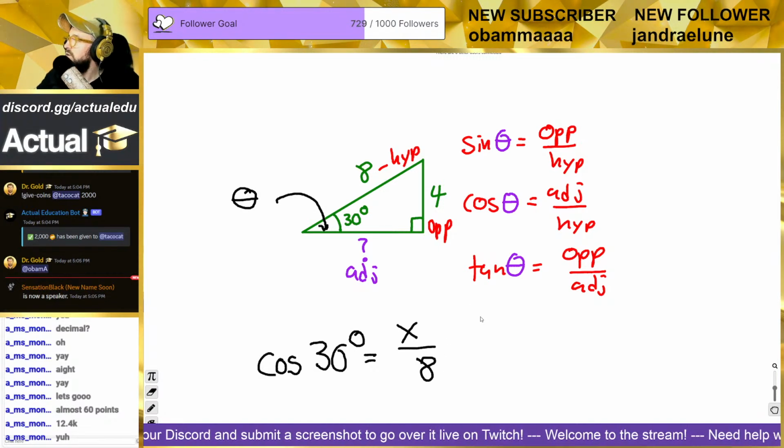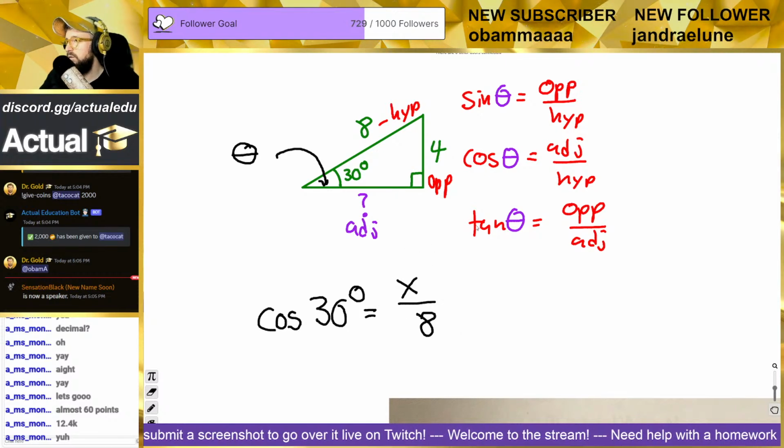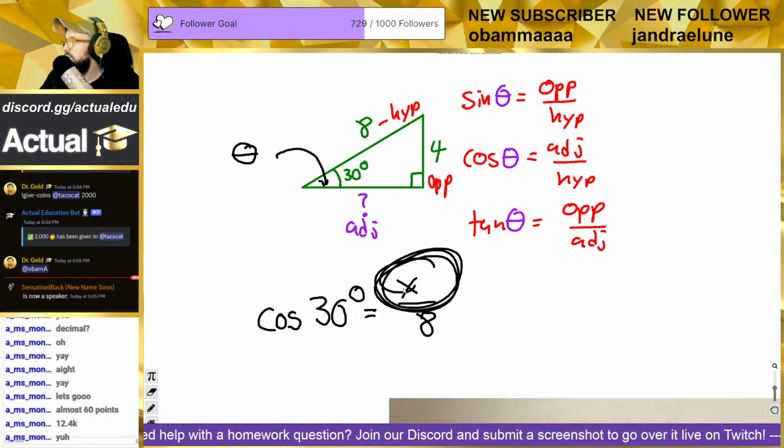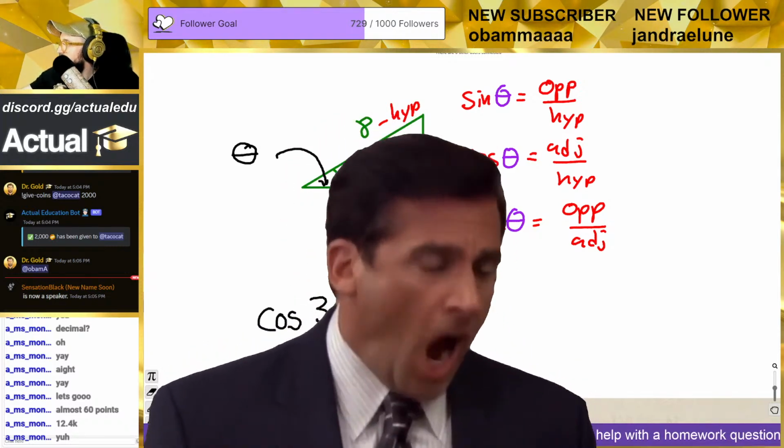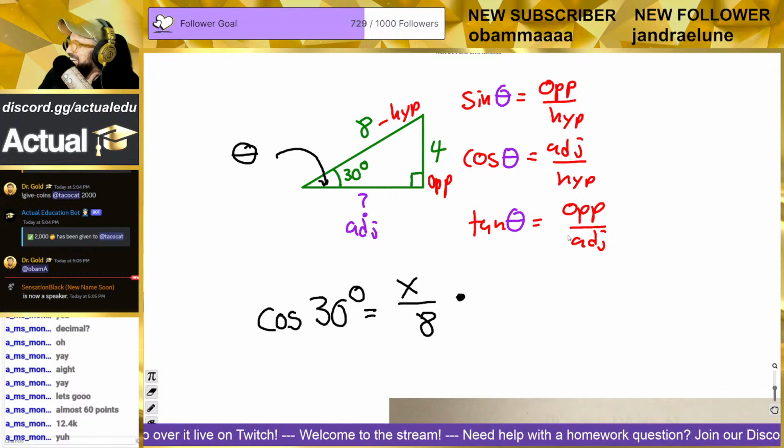Do you see now that you could solve for x? How can I do it? Don't you just plug it into a calculator? But you need to do something first. You want to get x by itself. Multiply by what? Wait, what am I trying to get rid of, x or 8? We're trying to get rid of 8. I want x. Multiply by 8. Yes, there you go.